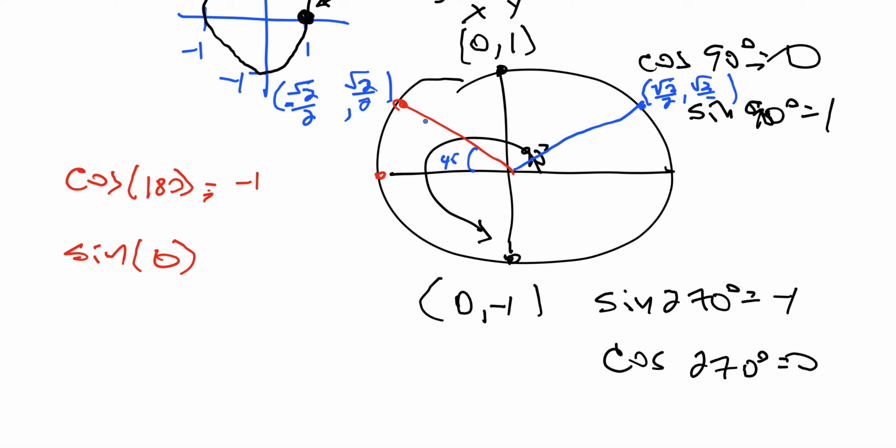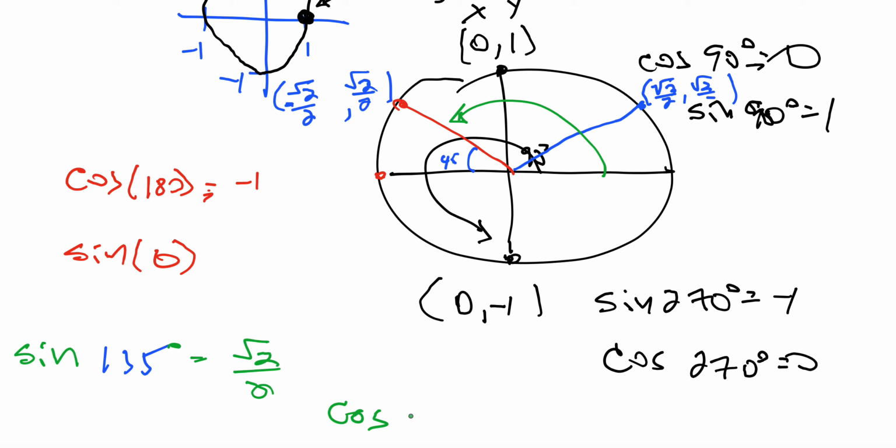And that is 135, I think, right? 135. That angle right there. All right, so what's the sine of 135 degrees? The sine is root 2 over 2. Yep. So the sine of 135 degrees, because it's positive, is root 2 over 2, and the cosine of 135 degrees is negative root 2 over 2.